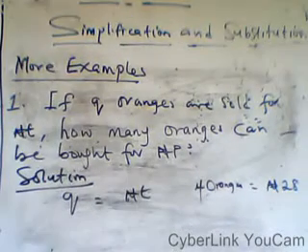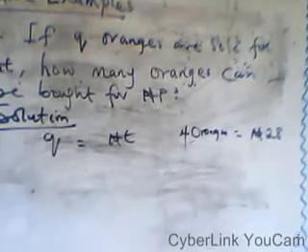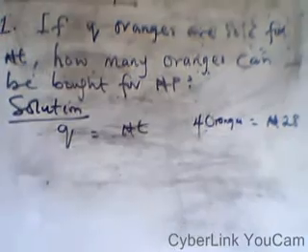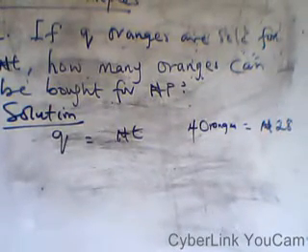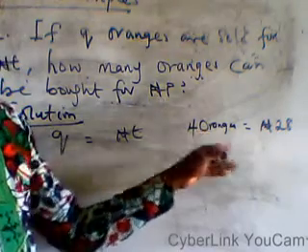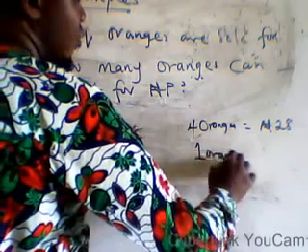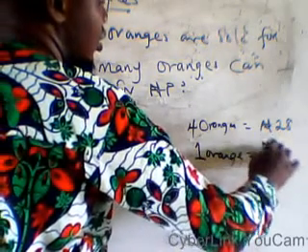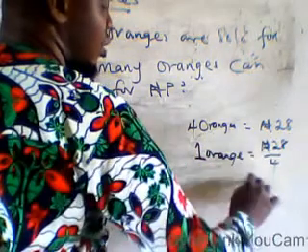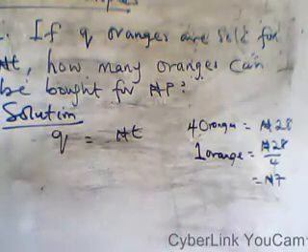Let me adjust this camera so you can capture all the workings there. So let's say 4 oranges, right? We have 4 oranges bought for 28 naira. What we did was find the cost of 1 orange. So for one orange, that was 28 over 4. What do you have? You are going to have 7 naira, right?